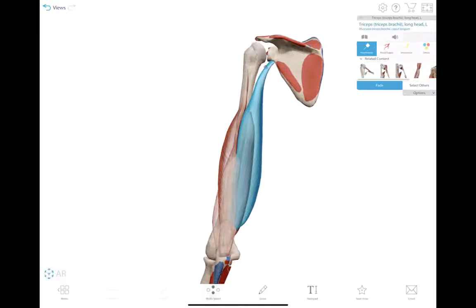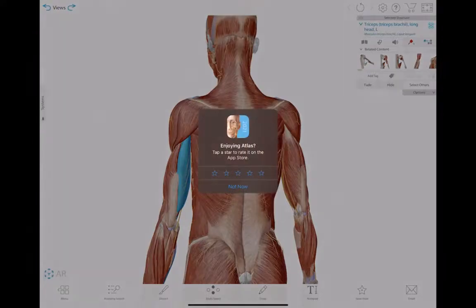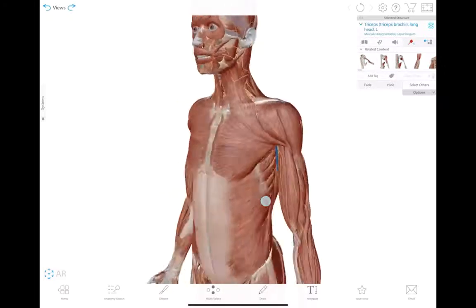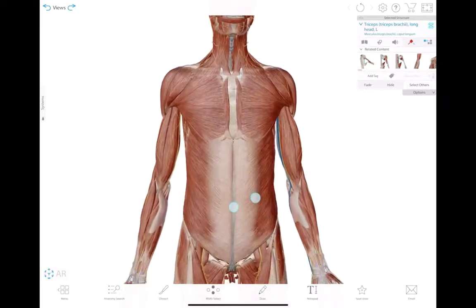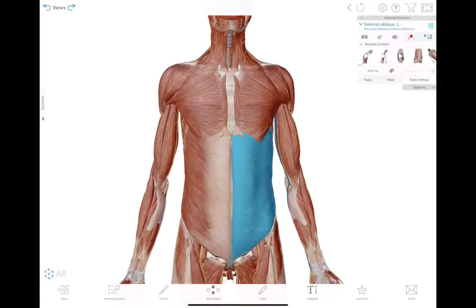Okay, good. All right, so those are our arm muscles. So let's move on to the muscles of the trunk. Okay, so let's look at the abdominal muscles first. All right, so the abdominal muscles are kind of in layers. All right, so the outermost muscle here would be our external obliques.